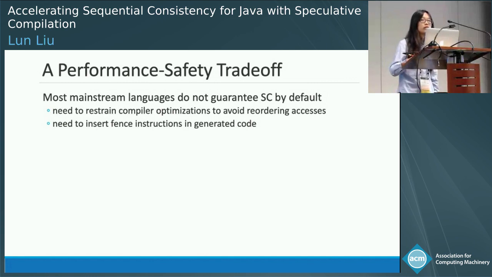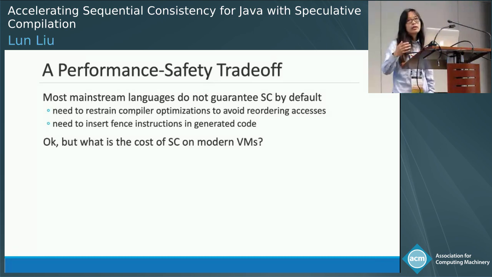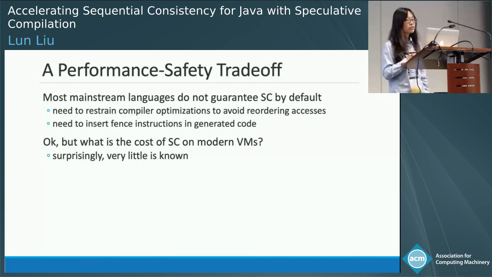So this is all fair enough, but what is actually the cost of having this safety guarantee? We should get the cost first and then debate whether it's worth it or not. Surprisingly, very little is known about the actual cost of SC on today's hardware and on modern VMs. People just always assume that SC is going to be too expensive. However, there aren't many empirical studies giving practical numbers for the cost of SC on modern VMs.